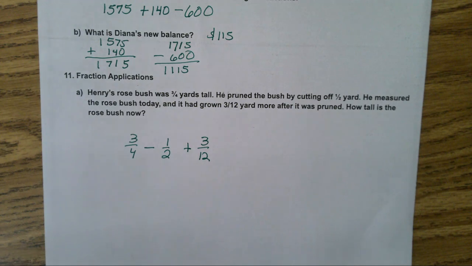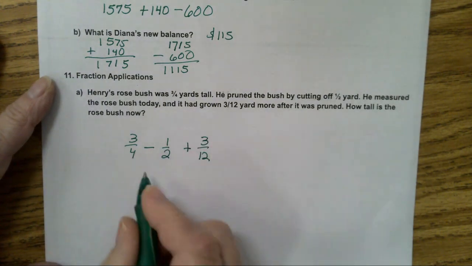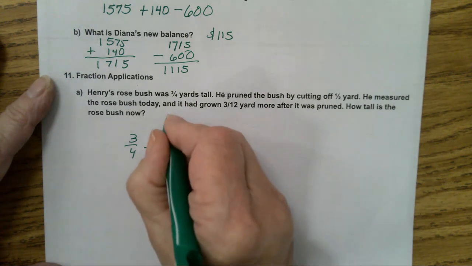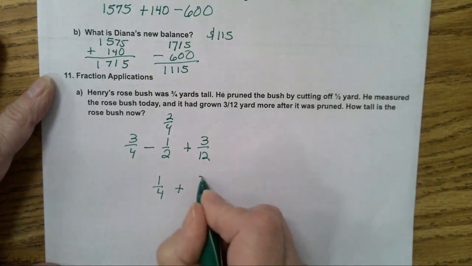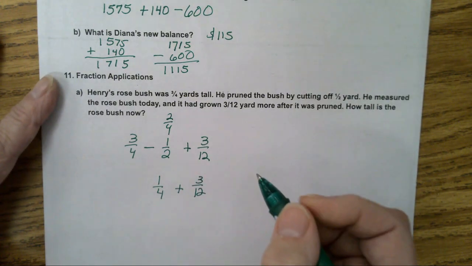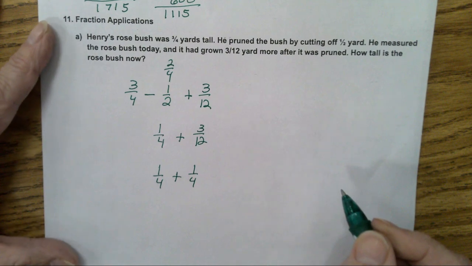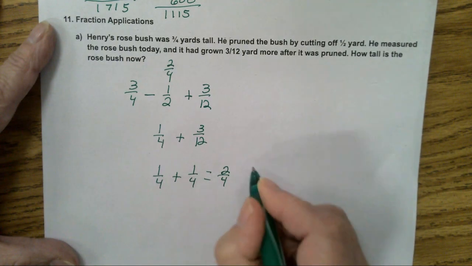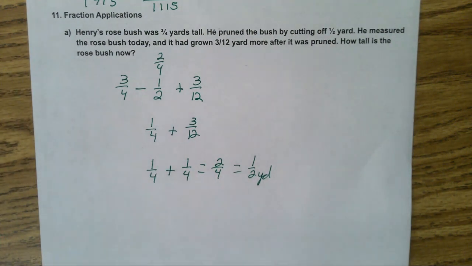If they ask you to write an expression, that's your expression. And how tall is it now? Well, we would change 1/2, 3/4 would be 2/4. 3/4 minus 2/4, another name for 1/2, is 1/4. Then you have 1/4 plus 3/12. You could rename 3/12 as 1/4. 1/4 plus 1/4. Do you see how I got 1/4 from 3/12? 3 divided by 3 is 1. 12 divided by 3 is 4. Gives you the answer 2/4, which equals 1/2 a yard. That is how tall that it is, 1/2 a yard. Are there any questions? You all know how to add and subtract fractions?